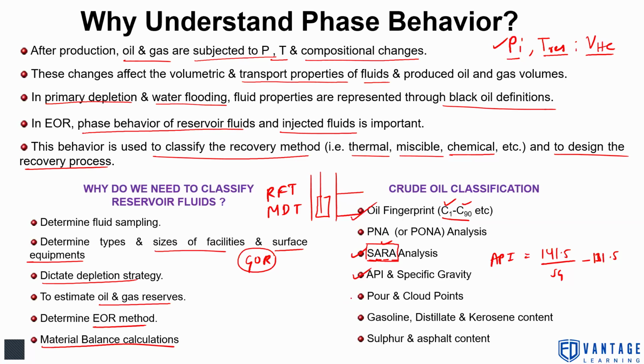And also to define the pour and cloud points. So what is the pour point of the fluid? At what minimum temperature will the fluid be able to flow in flowing condition? And if it hits a lower temperature, it won't flow; it will form clouds. And also we can get sulfur and asphaltene content depending on the oil fingerprint. Okay, so we'll have mole percentages for each of these components, including carbon dioxide and nitrogen.